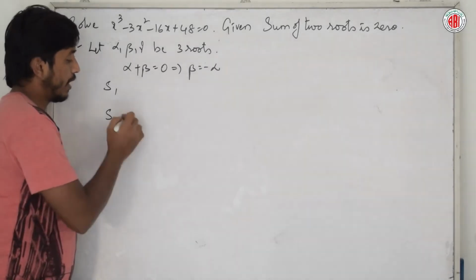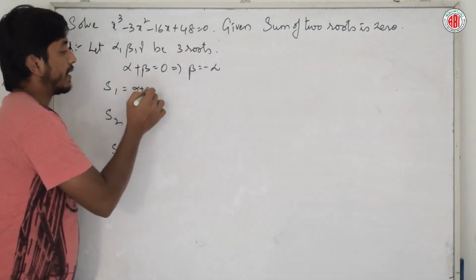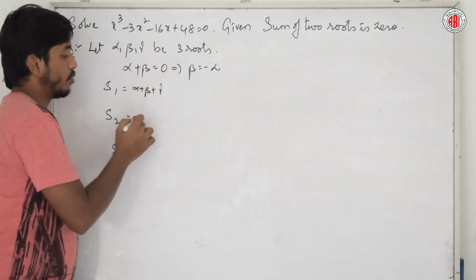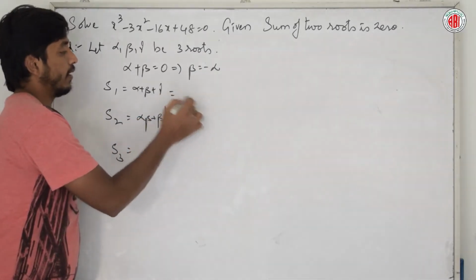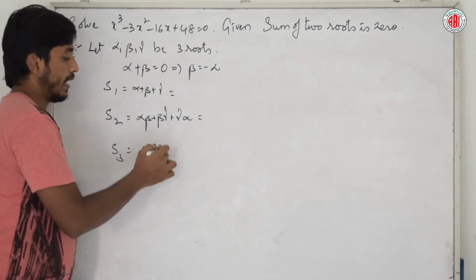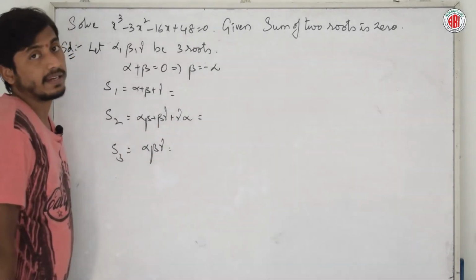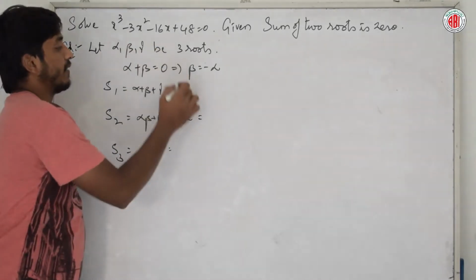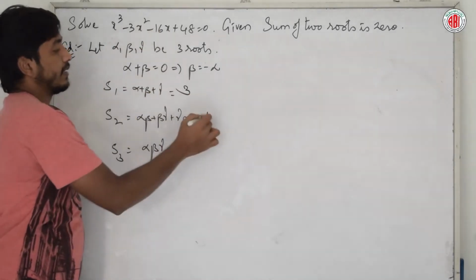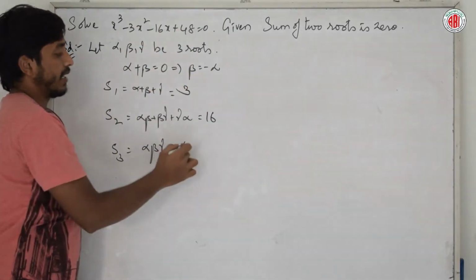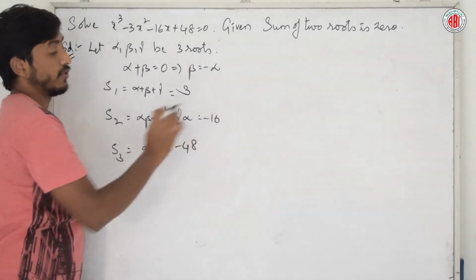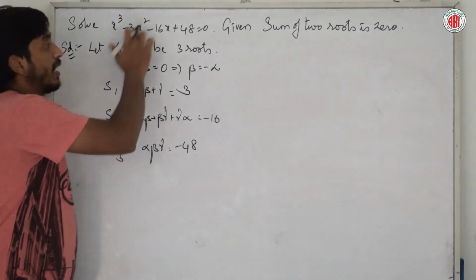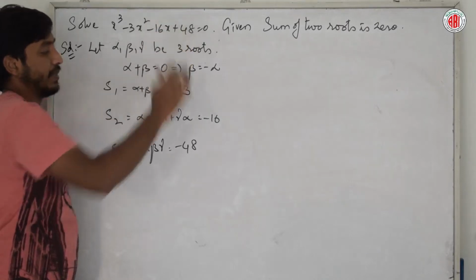What is S1? Alpha plus beta plus gamma. What is S2? Alpha beta, beta gamma, gamma alpha. What is S3? Alpha beta gamma. Is it right? Minus b by a, which is 3, this is 16, and here it is minus 48, and the second one is minus 16. Don't get confused with these things. Minus b by a, c by a, and minus d by a.